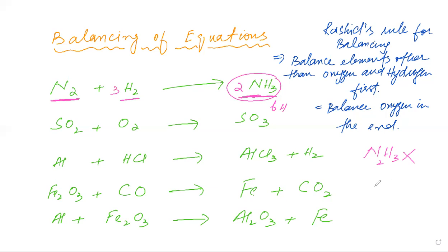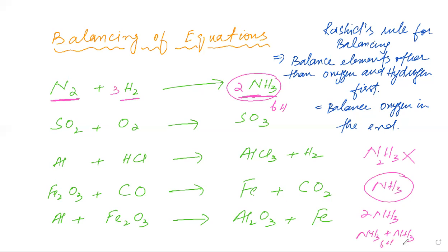I want to make another thing clear to you: when we write ammonia, one molecule of ammonia contains 3 hydrogen atoms, and we write 2 ammonia. This 2 ammonia means NH3 plus NH3. So there are a total of 6 hydrogen.